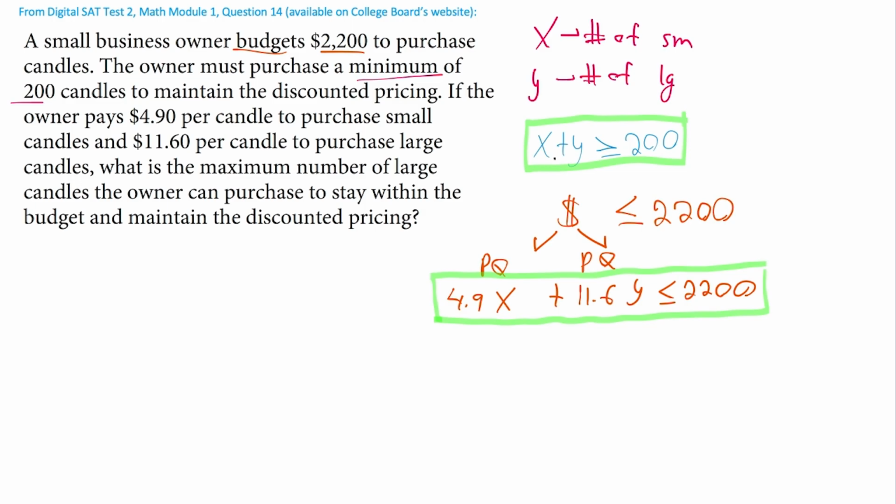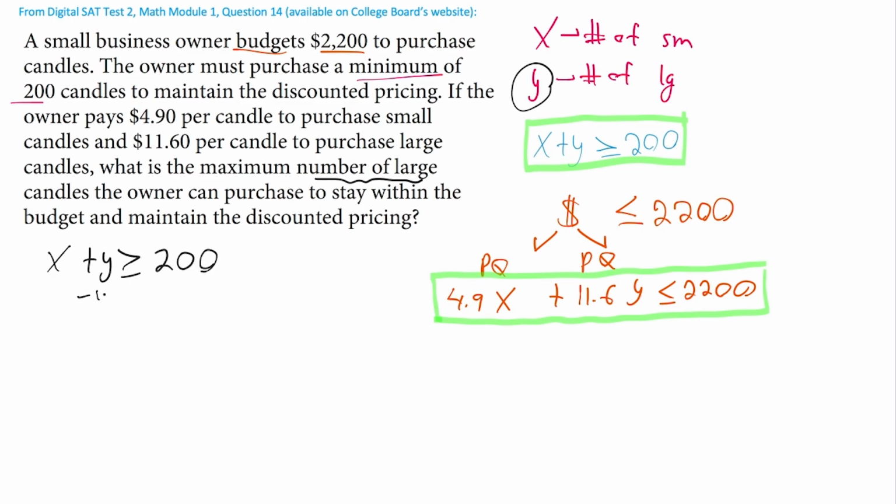So we're going to want to get, let's see, the number of large candles as our final result. So this is what we're going to want. In other words, this is what we're going to want to get rid of. And as we said on the last question, if you want to get rid of something while you're substituting, solve for the thing that you want to get rid of. So we're going to solve both of these inequalities. We're going to solve both of them for x.